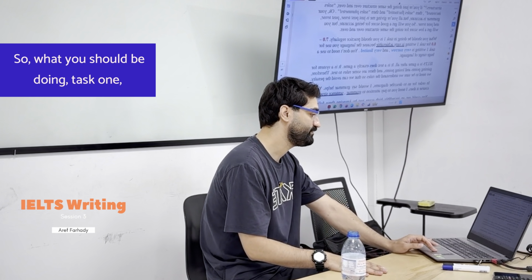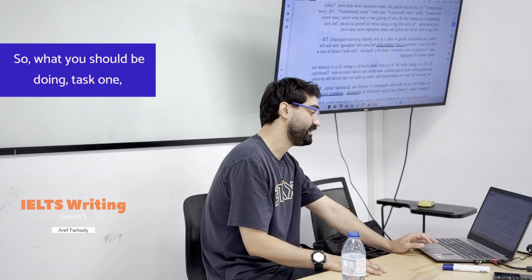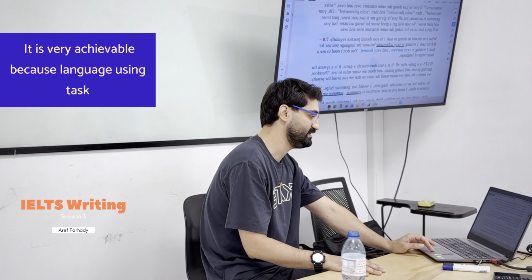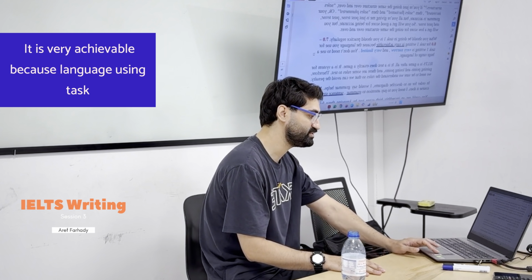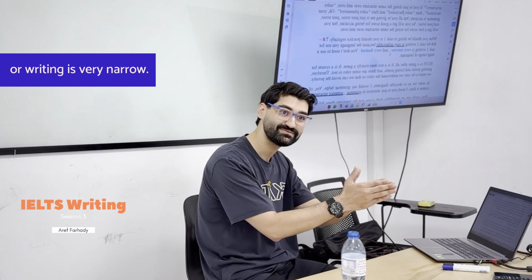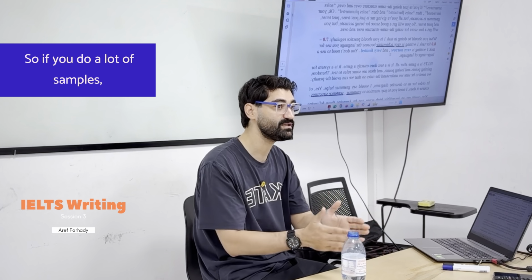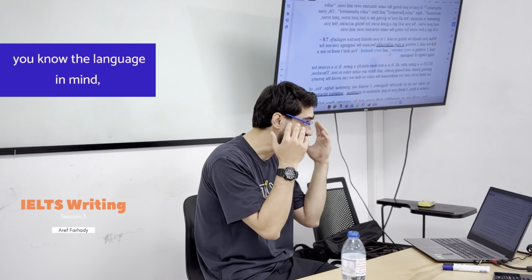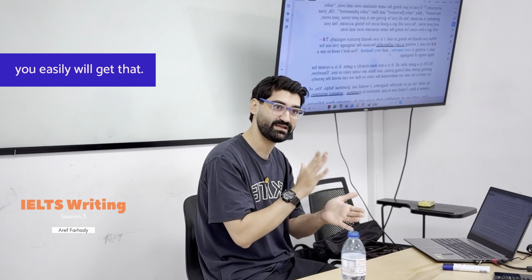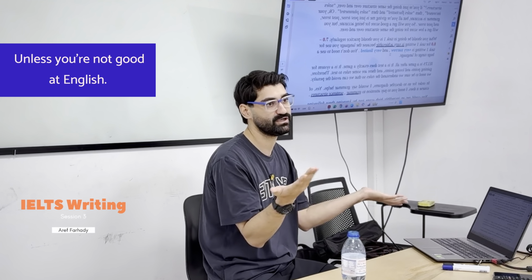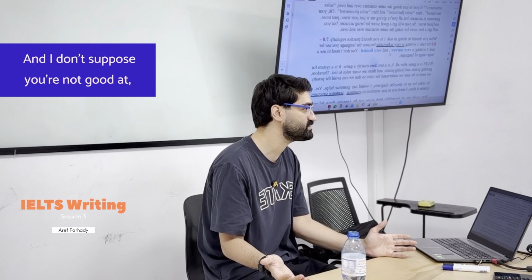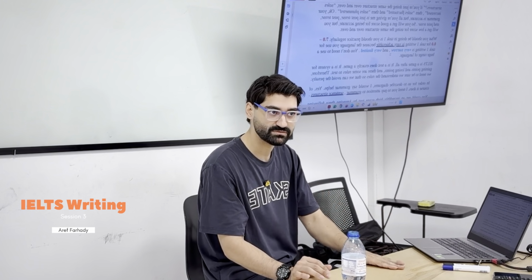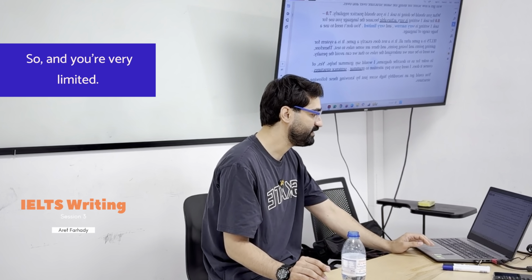Okay. So what you should be doing, task 1, you should practice regularly, band 7, band 8 for task writing. It is very achievable because the language used in task 1 writing is very narrow. It is the truth. So if you do a lot of samples, and if you study, and if you have kind of the language in mind, you easily will get that. Okay? Unless you're not good at English. And I don't suppose you're not good at it. I suppose you're fairly good at English. Okay? So, and you're very limited.